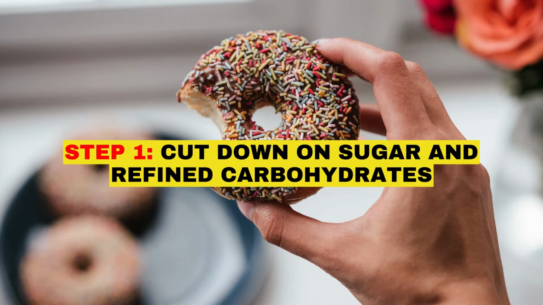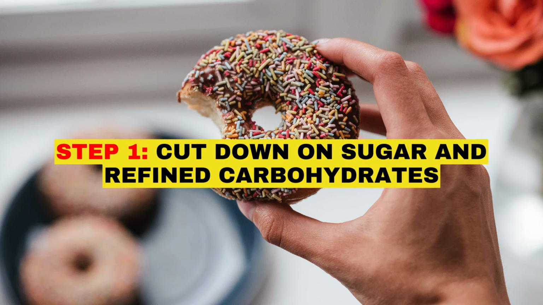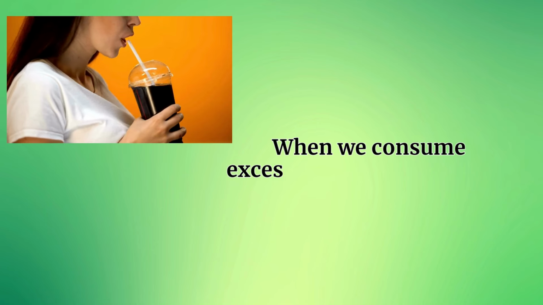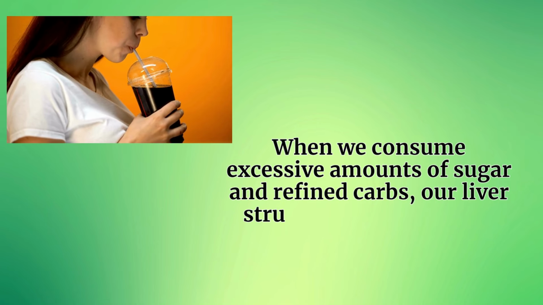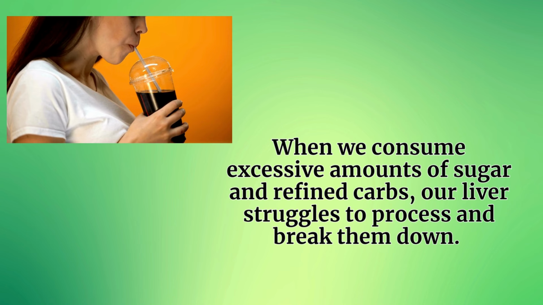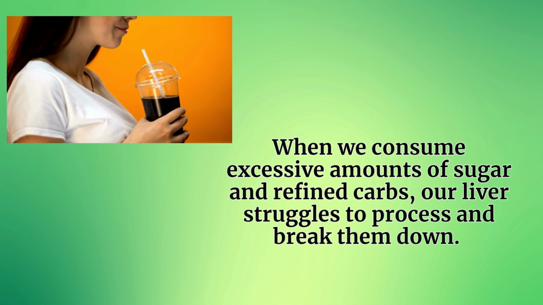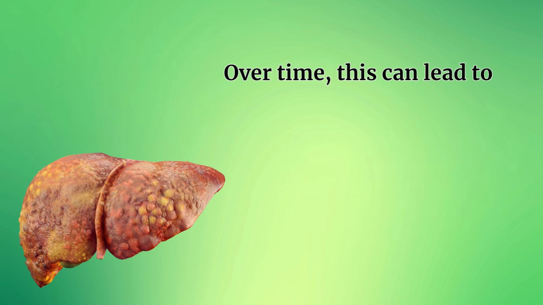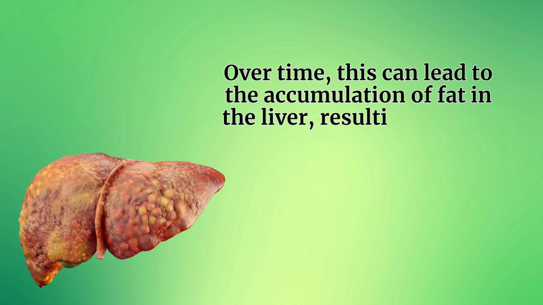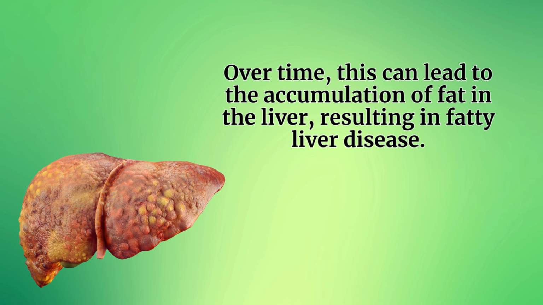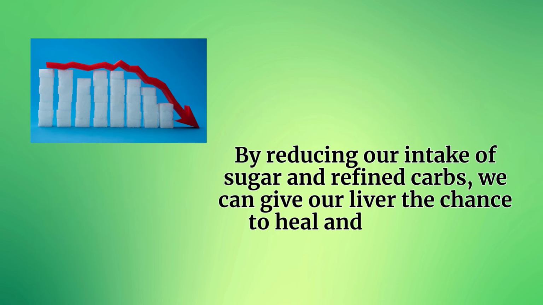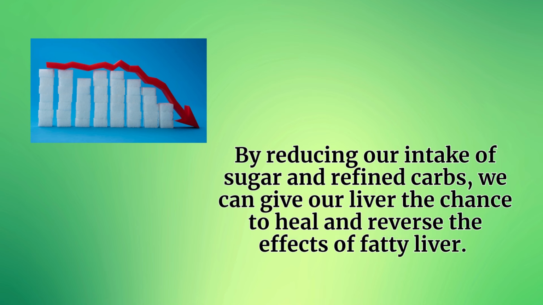The first step to reverse a fatty liver is about cutting down on sugar and refined carbohydrates. When we consume excessive amounts of sugar and refined carbs, such as white bread, cakes, and cookies, our liver struggles to process and break down these substances. Over time, this can lead to the accumulation of fat in the liver, resulting in fatty liver disease. By reducing our intake of sugar and refined carbs, we can give our liver the chance to heal and reverse the effects of fatty liver.